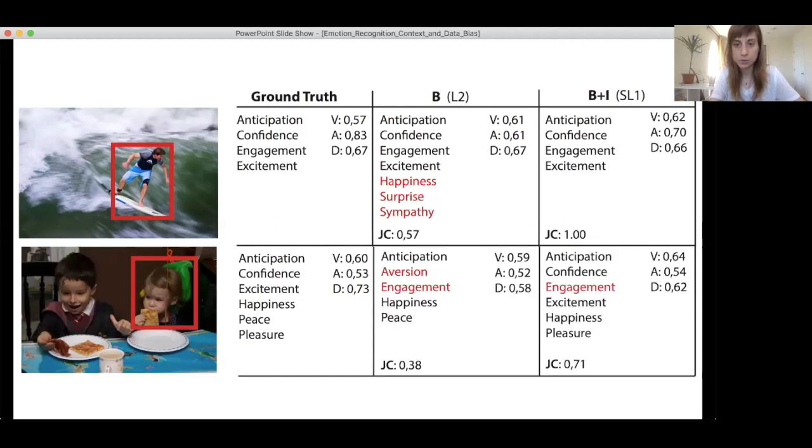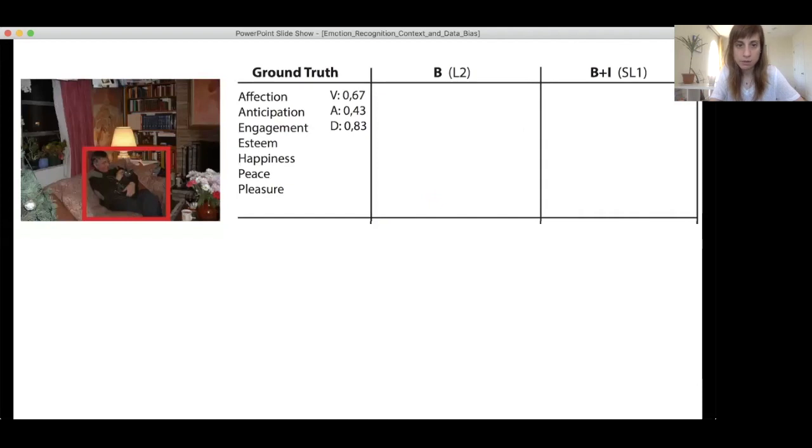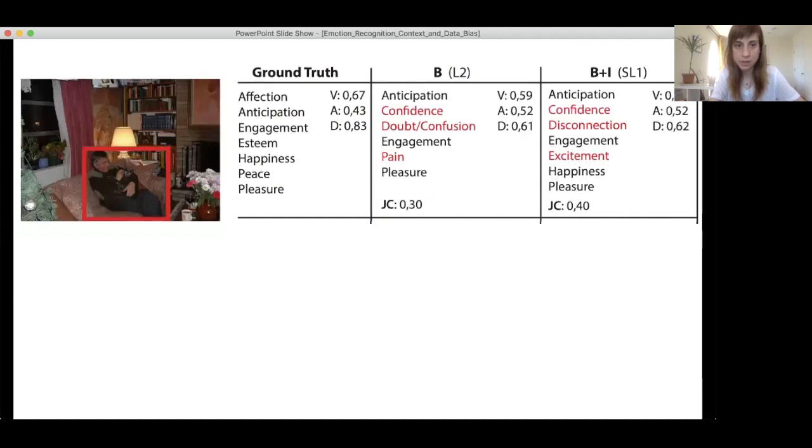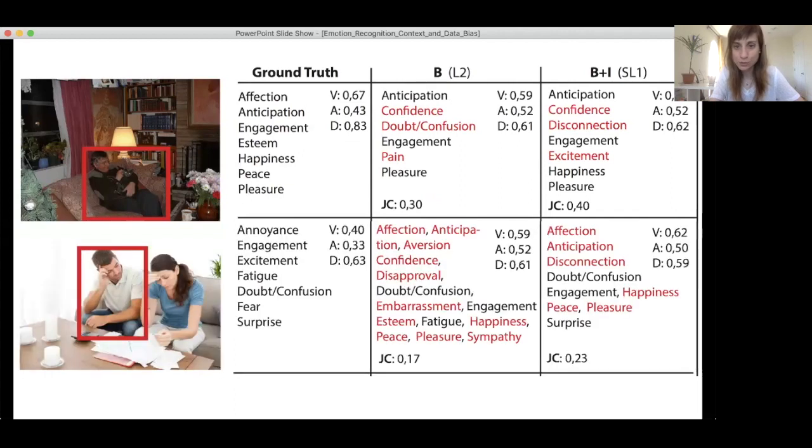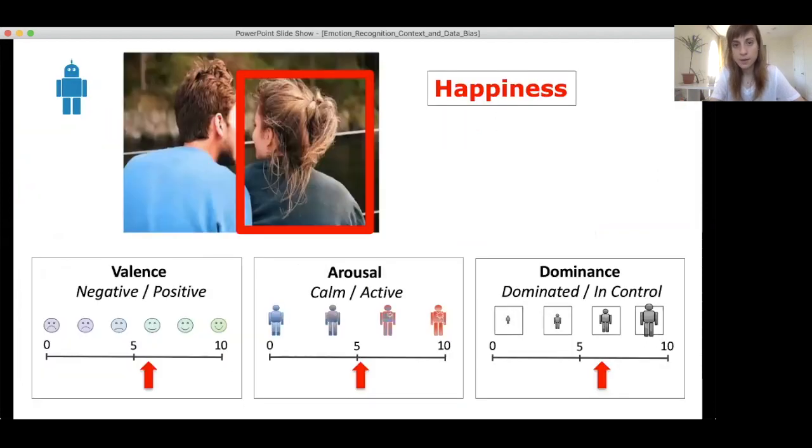There are other examples where body plus image does not work as well. And then here are some examples where the recognitions do not work very well, not for the body or for the combination of the body and the context. So actually, this is a very challenging problem, and the accuracies are not very high.